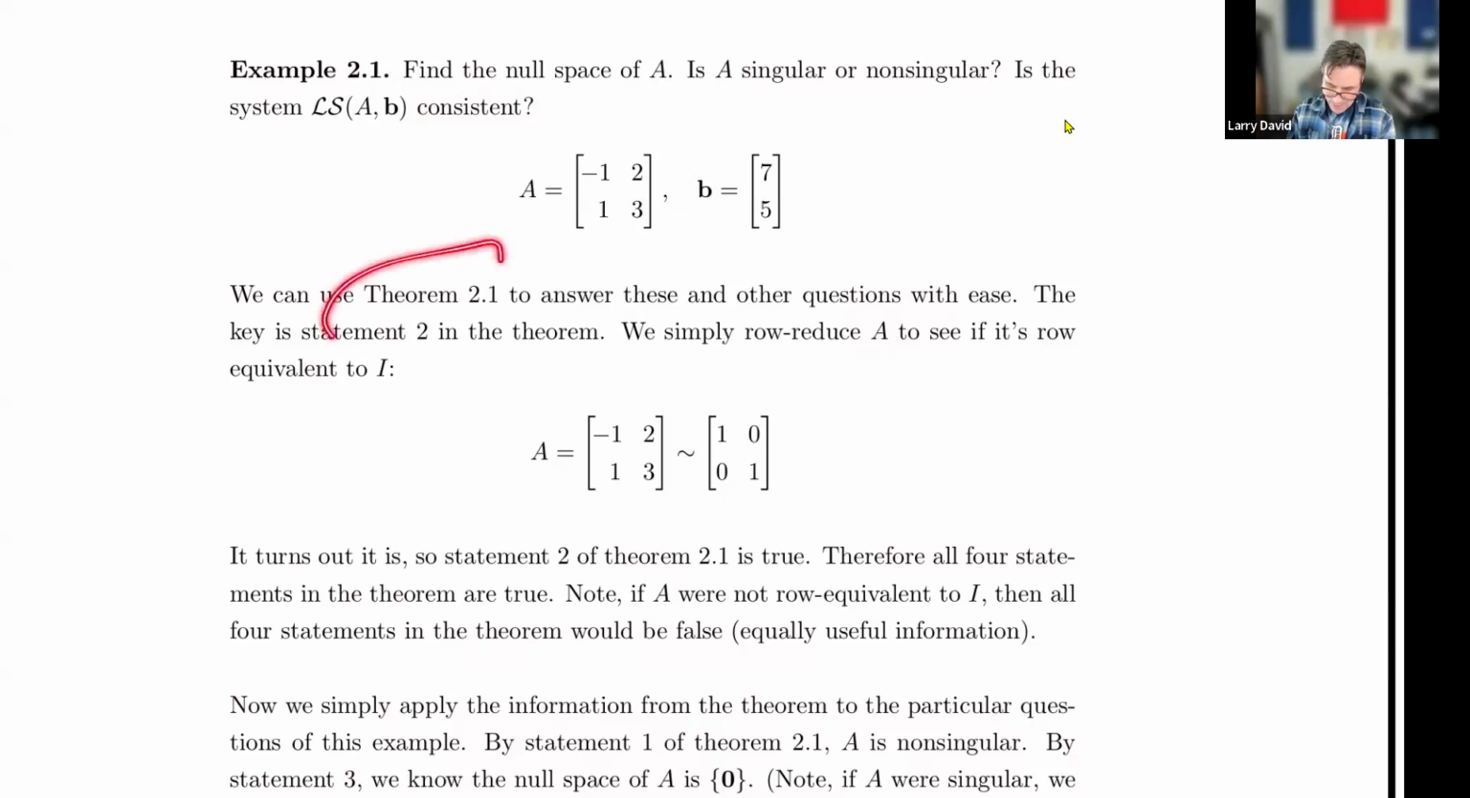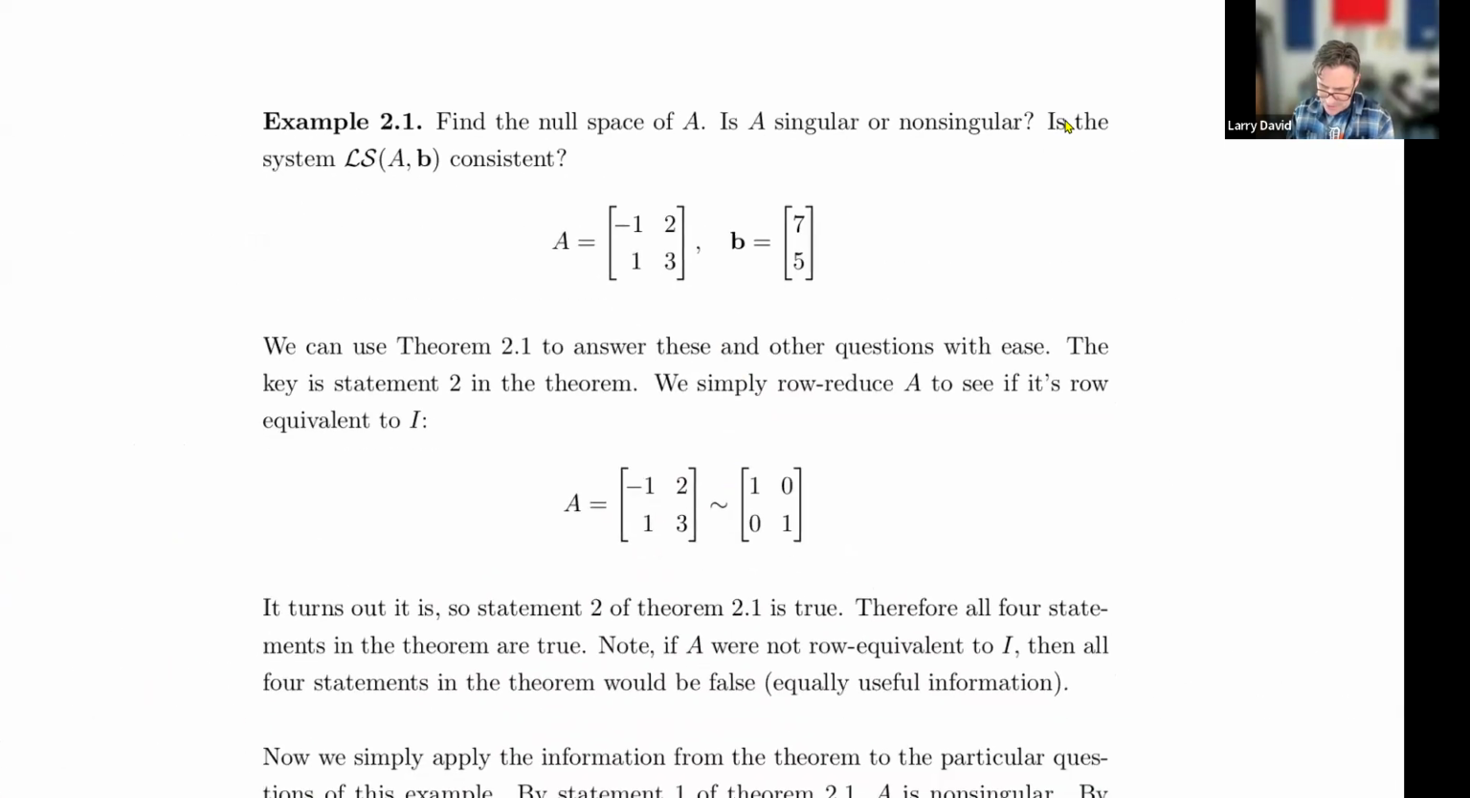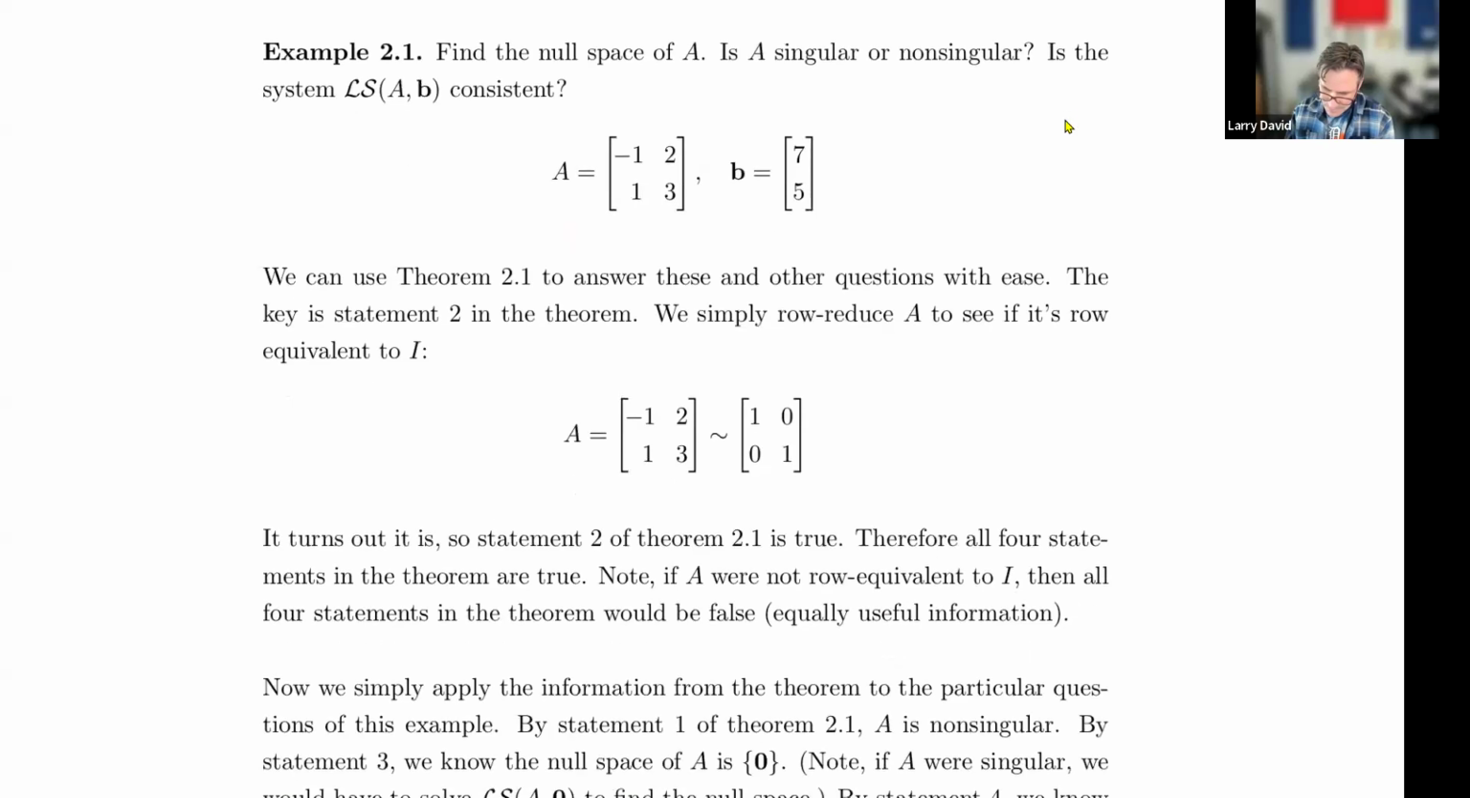Well, theorem 2.1 is really useful to answer all of these questions and other questions as well, as we'll see. And really all we have to do is apply this second statement. A is row equivalent to the n by n identity matrix. In this case, n equals 2 because A is 2 by 2. And so we row reduce A. Remember that symbol is the row equivalent symbol.